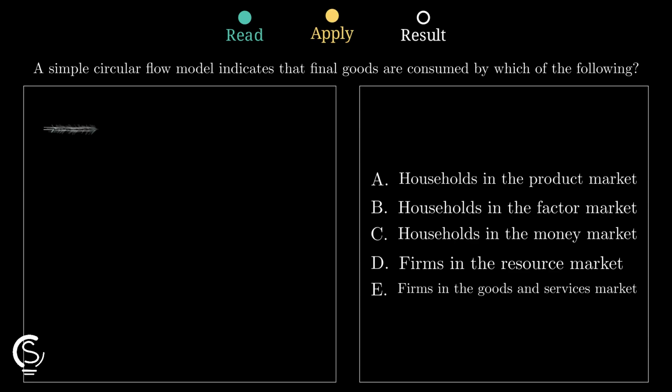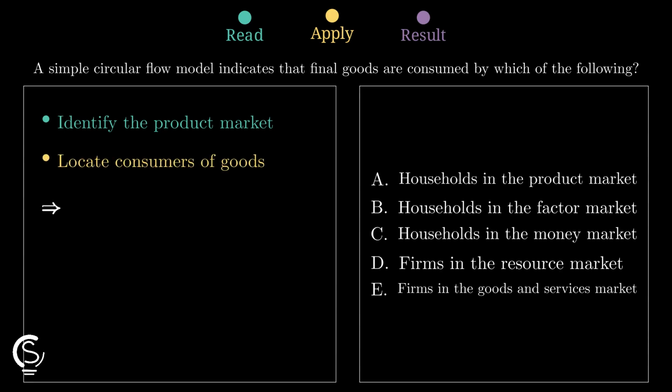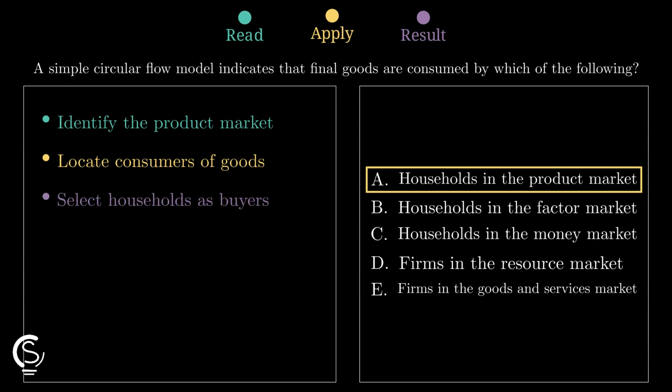Next, we identify the buyers in this specific market. Households are the primary consumers who spend their income to purchase these final products for their own personal use and satisfaction. Therefore, households in the product market are the ones consuming final goods. This makes option A the only correct choice for this economic model.